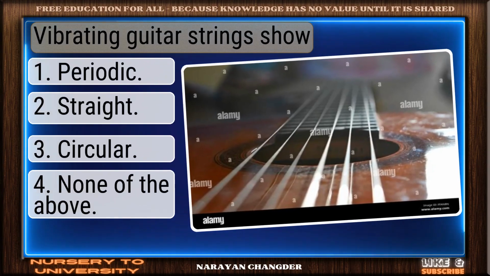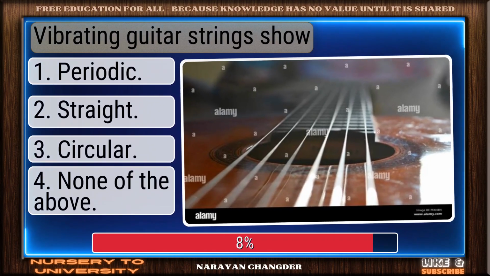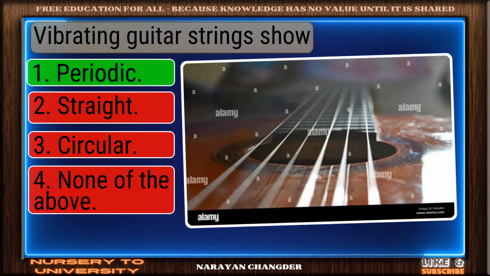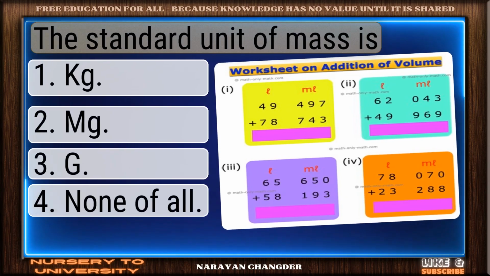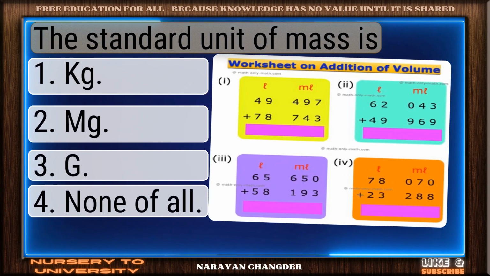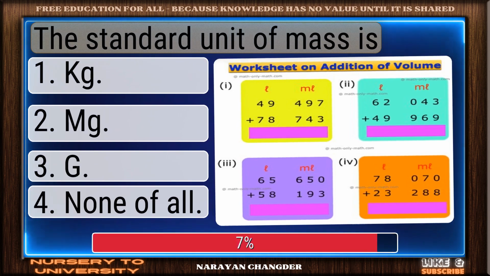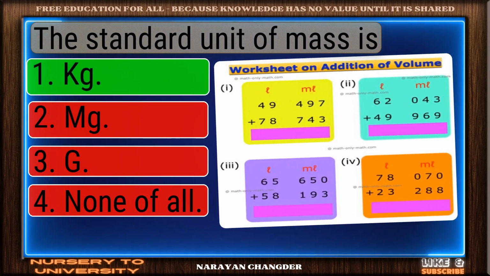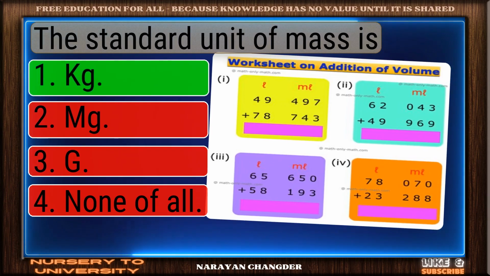Question number 222. Vibrating guitar strings show. Excellent choice. Periodic is the right answer. Question number 223. The standard unit of mass is. Sharp thinking. kg is the right choice.